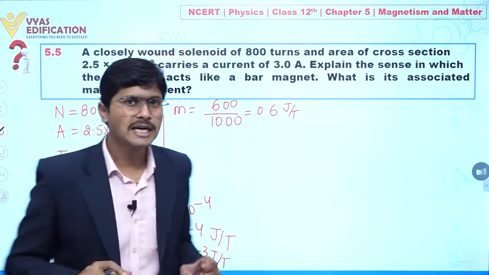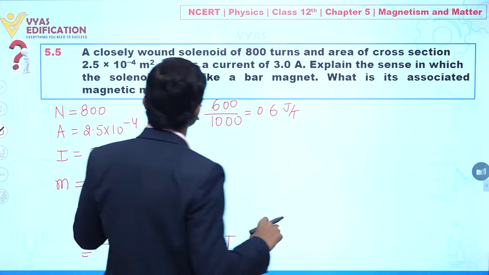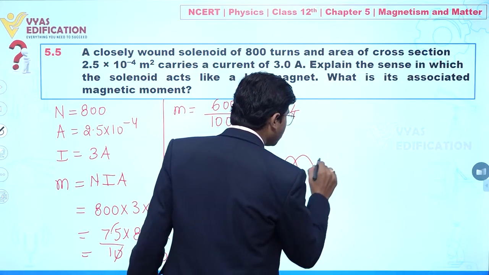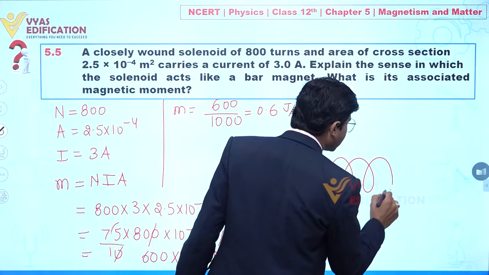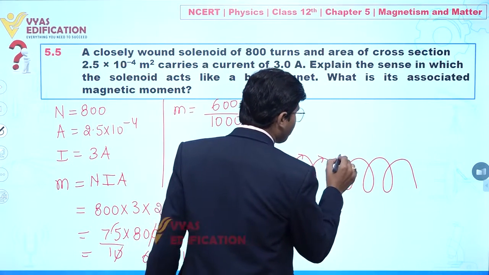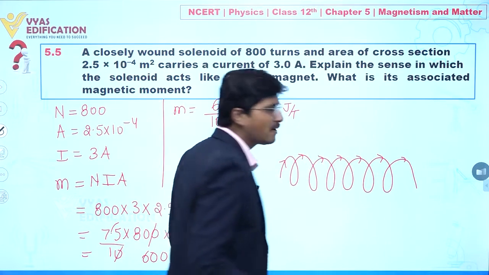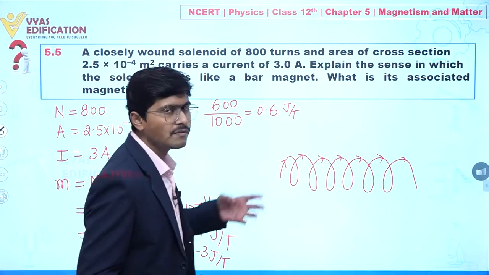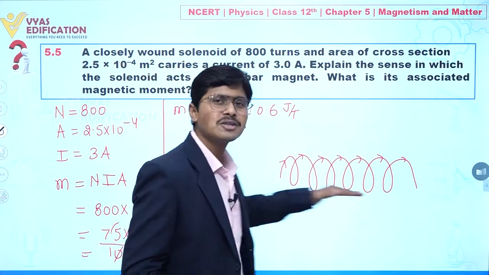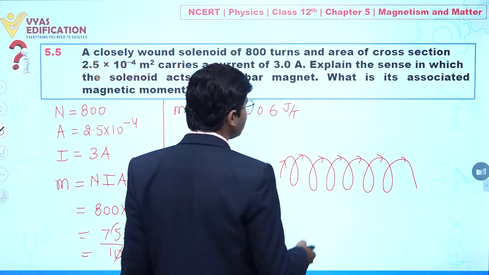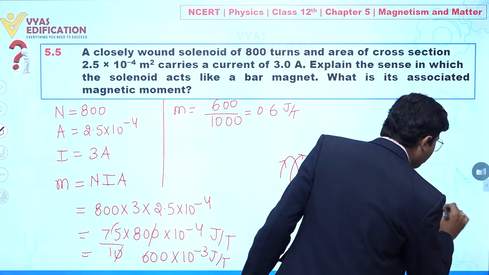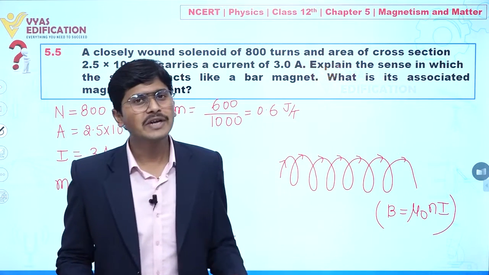Now one more question is asking you to explain the sense in which a solenoid acts like a bar magnet. Let's suppose this is denoting a solenoid, and the current is flowing in this solenoid. You know very well, whenever a current is flowing in an ideal solenoid, we will find a magnetic field along the axis of this solenoid. And the value of B is given by mu naught n i, and n is the number of turns per unit length.